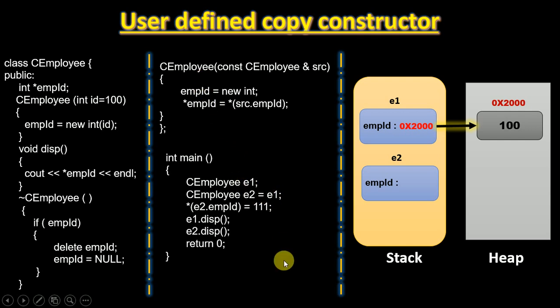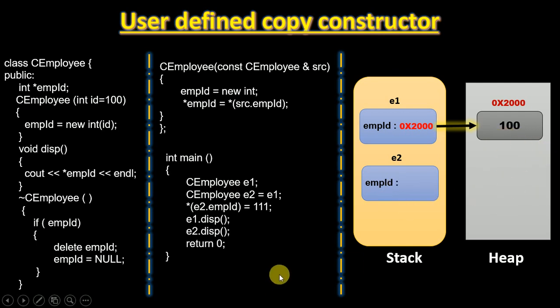And who is invoking the copy constructor? Always the target object will invoke the copy constructor. So the target object is E2, the source object is E1, and the source object will be passed as a reference to the argument. Now SRC and E1 are the same. So EMP ID equals new int. Whose EMP ID is it? That is the target's EMP ID. Who is the target here? E2. So for E2's EMP ID, we are allocating memory in the heap segment.